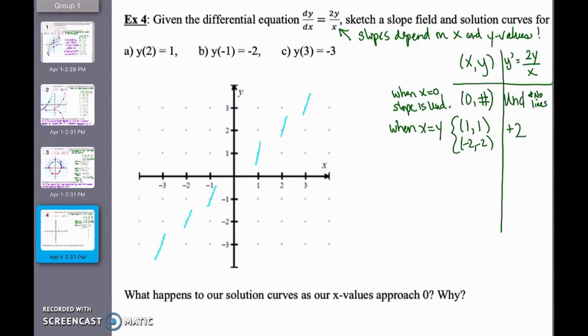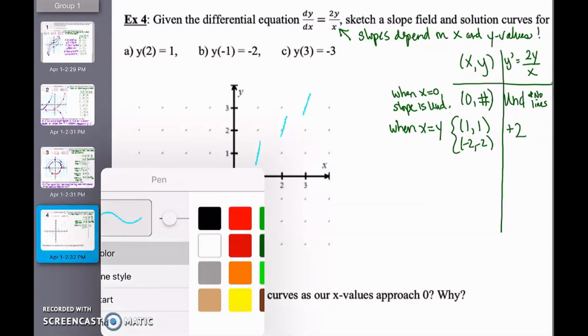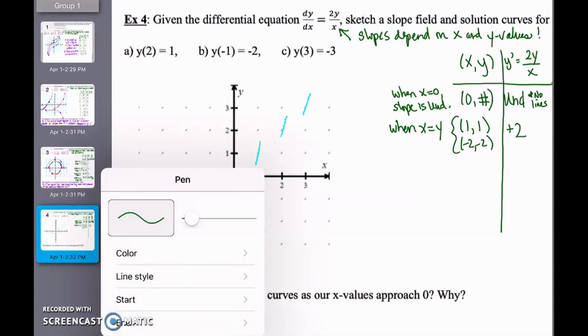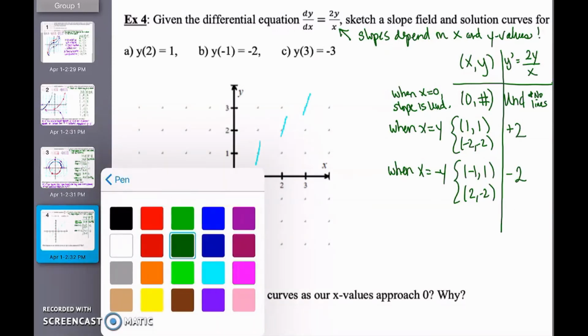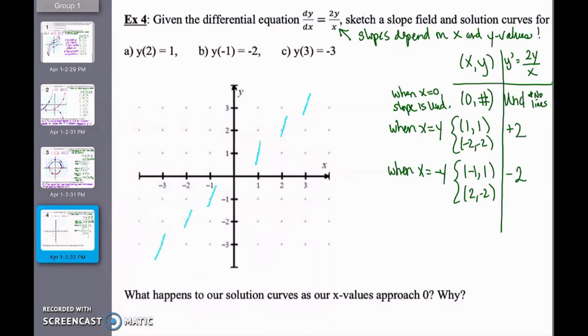And then the next question that I would probably ask myself would be, well, what if x is the opposite of y? What does that look like? So for example, -1, 1 or 2, -2. And the answer is those are going to give me a slope of -2. So I can go ahead and sketch those in.